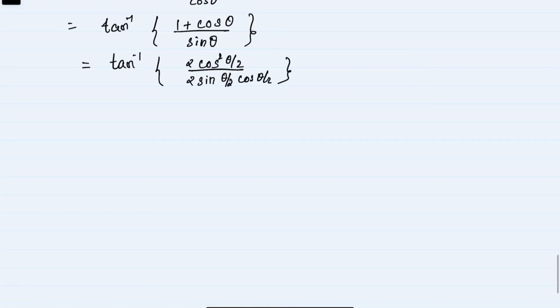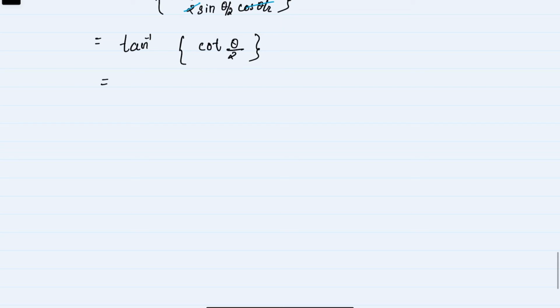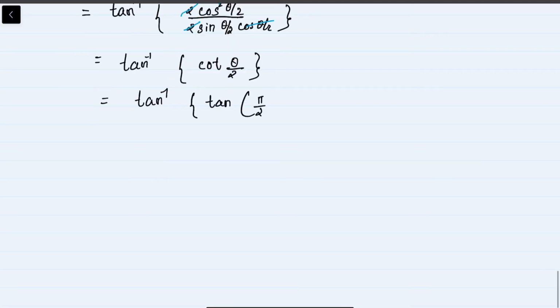Again 2 gets cancelled out and one of the cos gets cancelled out. So finally what we'll get is tan inverse of cos upon sine becomes cot theta by 2. Now here we'll get cot theta by 2. So what we can do is convert cot theta into tan using complementary function identity. So cot theta by 2 will be equals to tan of pi by 2 minus theta by 2.